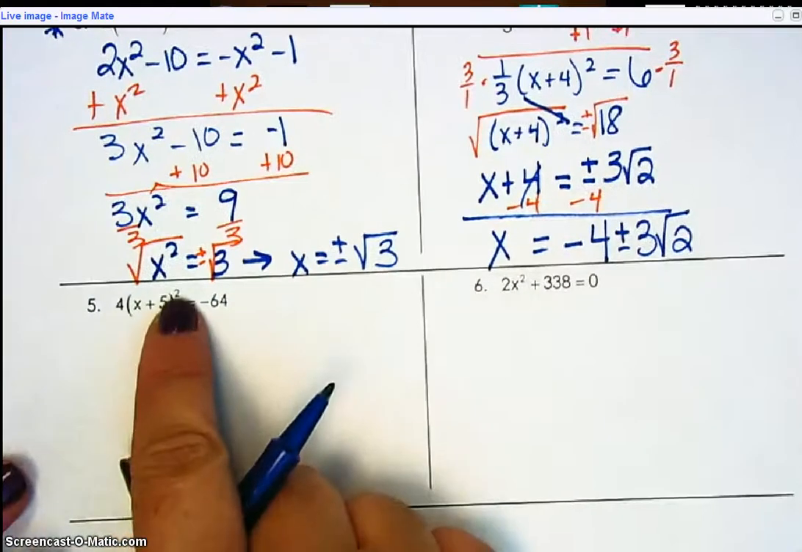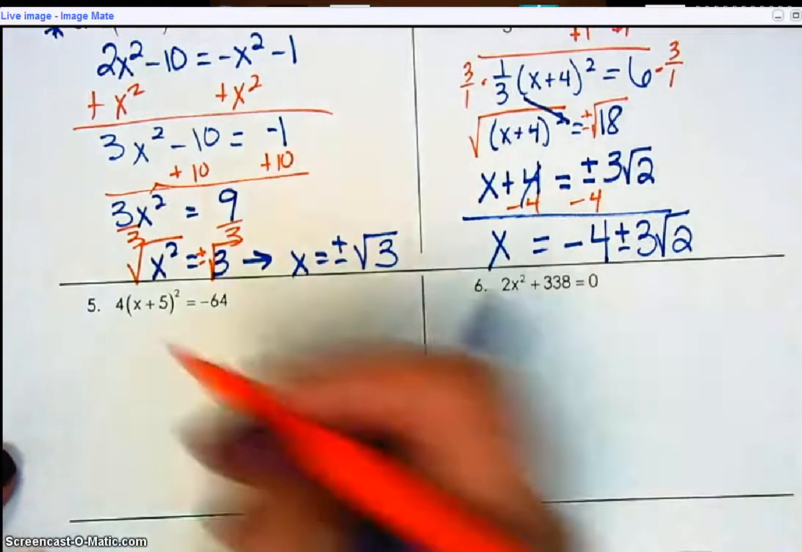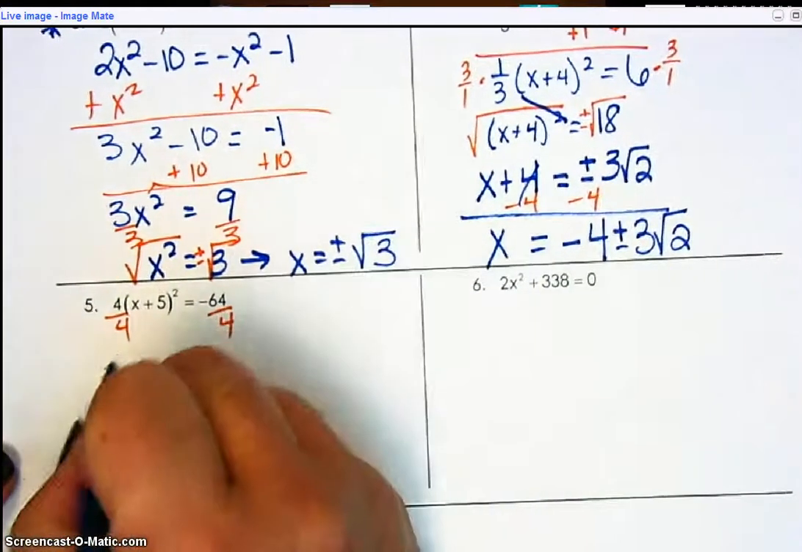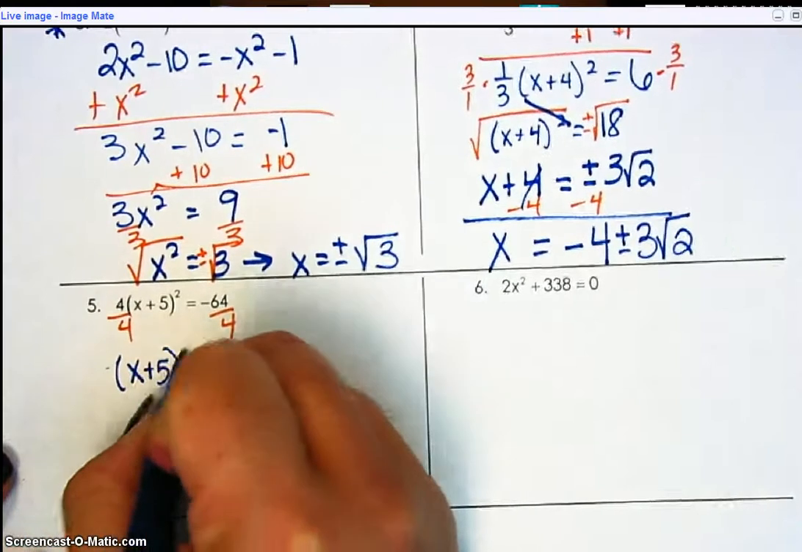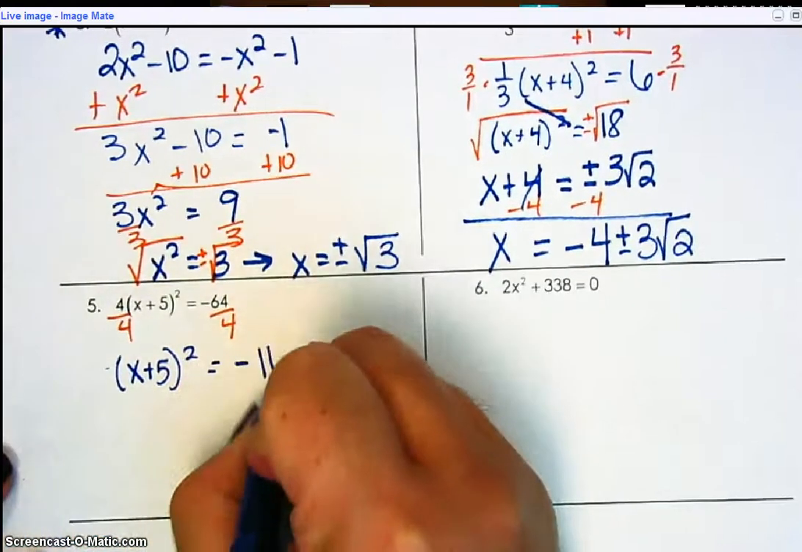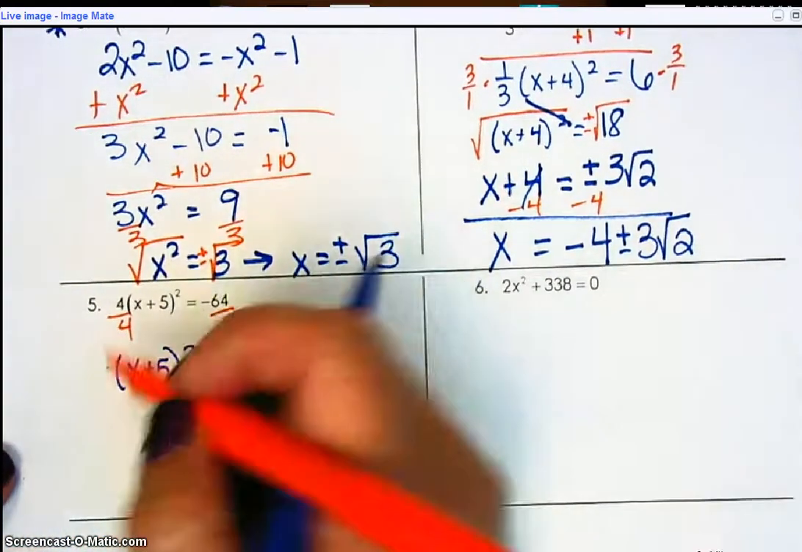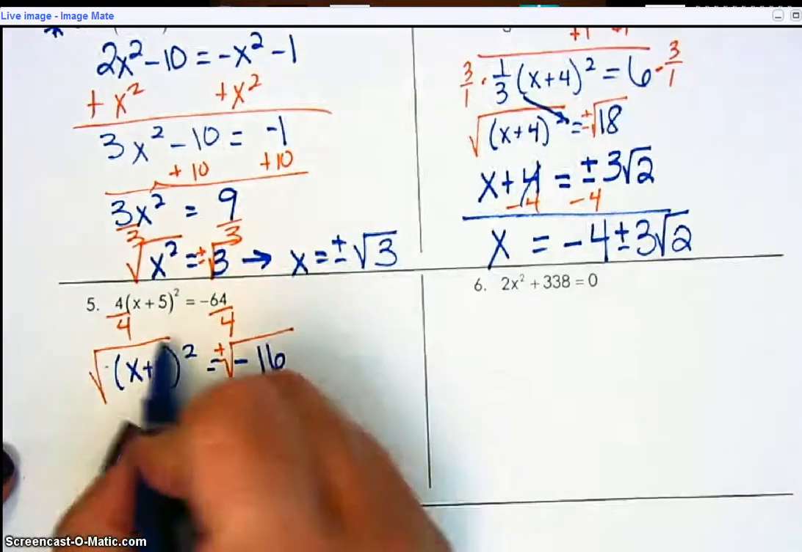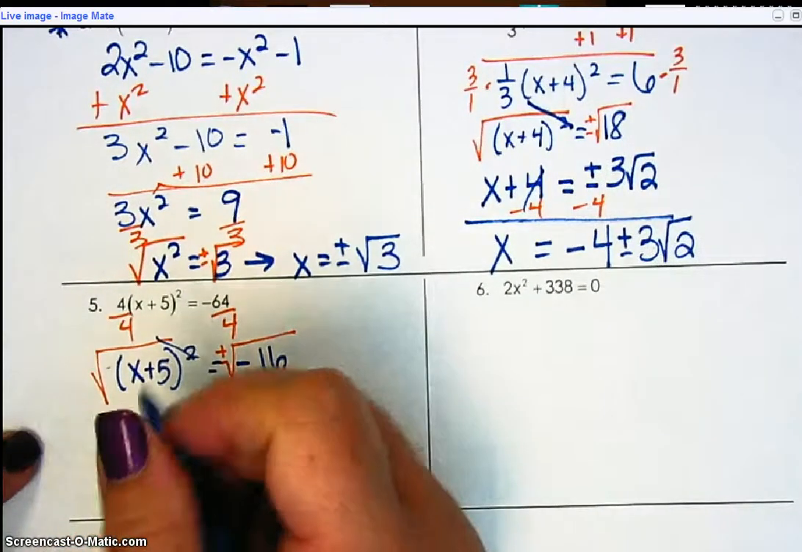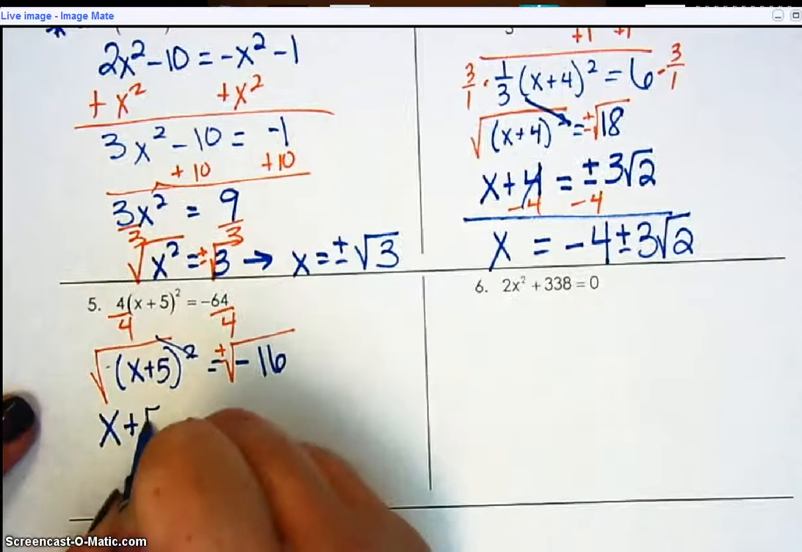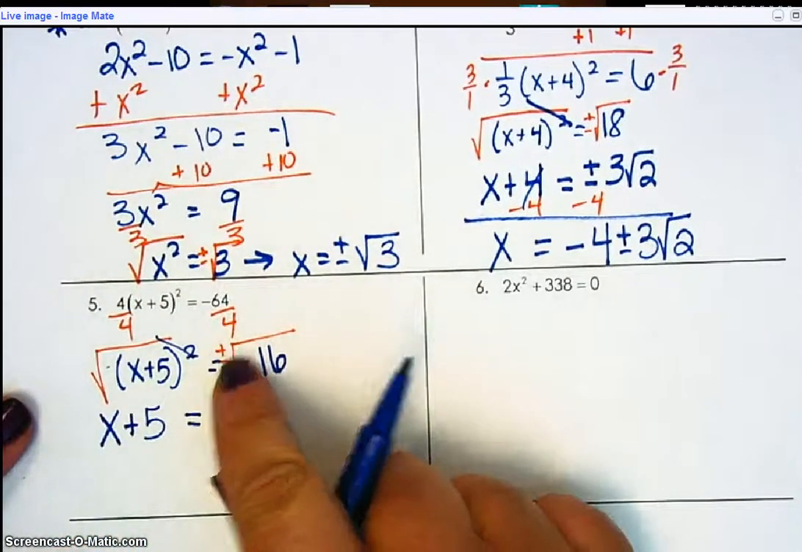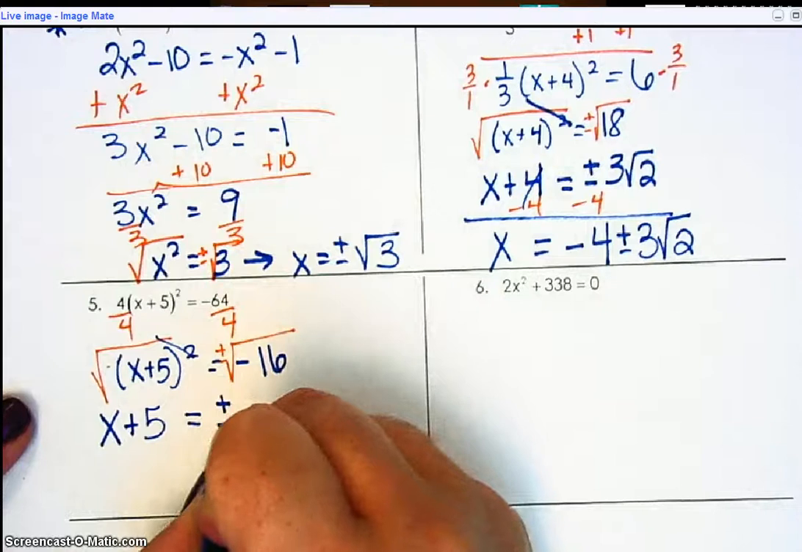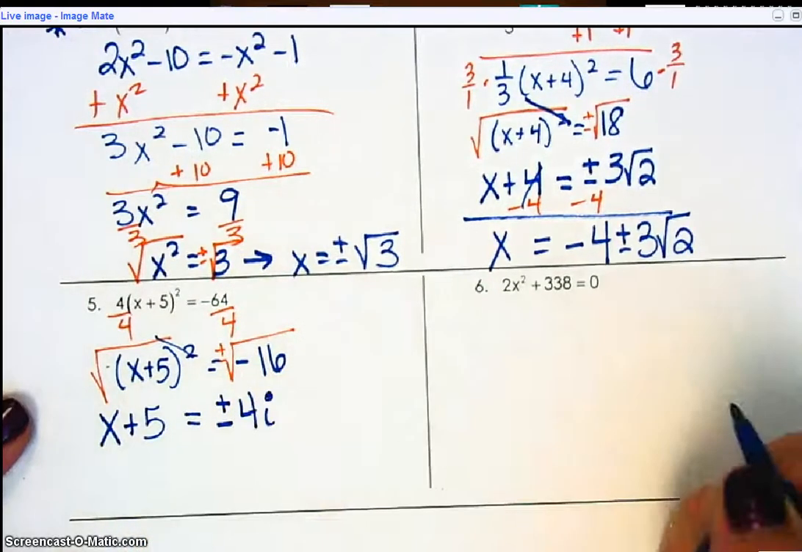Another binomial squared, so we need to get rid of the 4. To get rid of the 4, we use division. So I have x plus 5 squared is equal to negative 16. I'm going to take the square root of both sides. Don't forget your plus minus. These cancel out. You no longer need the parentheses, so it's x plus 5 plus or minus the square root, this negative comes out as an i, so this is plus minus 4i.